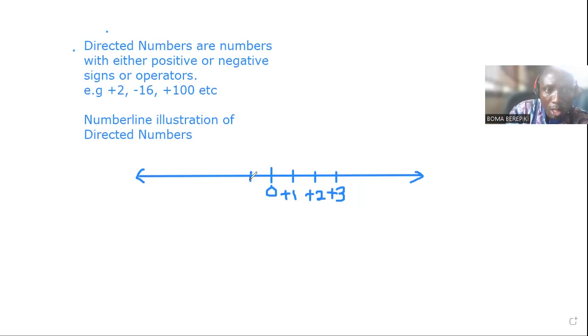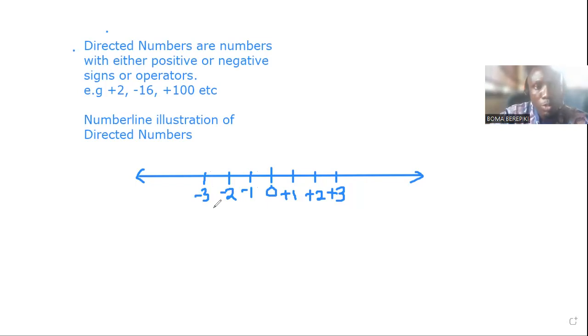On the left, which is the numbers going backwards, we have -1, we have -2, and we have -3. As I said, I can decide to continue it, take it to -4, -5, and so on. It doesn't stop. So this is an illustration of the directed numbers on a number line.